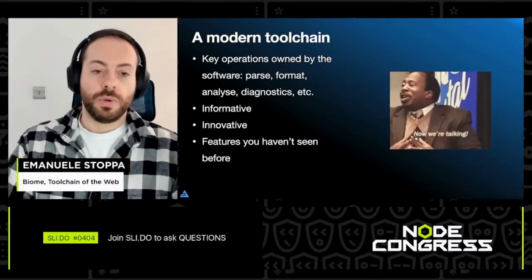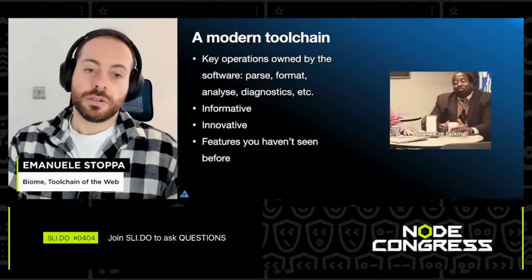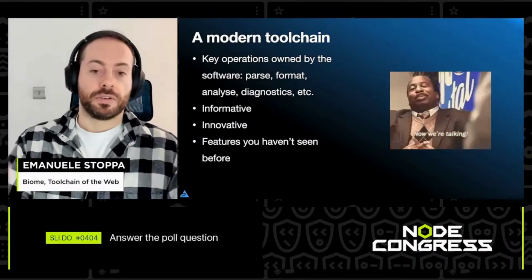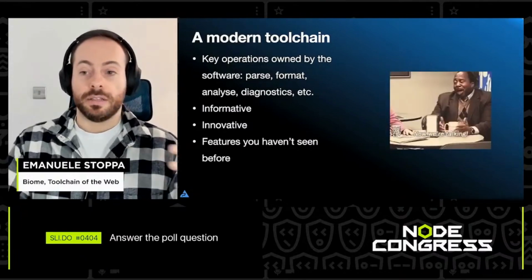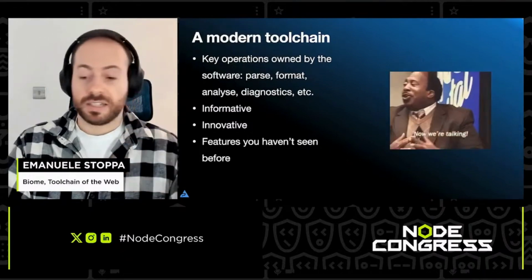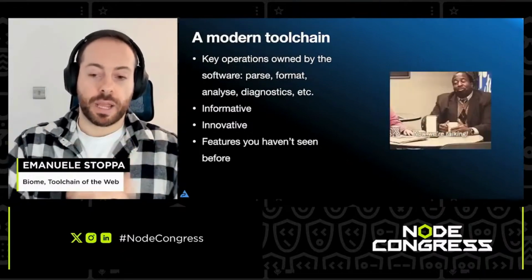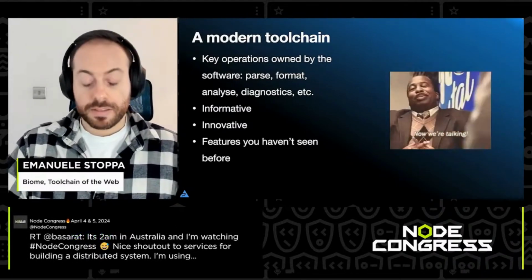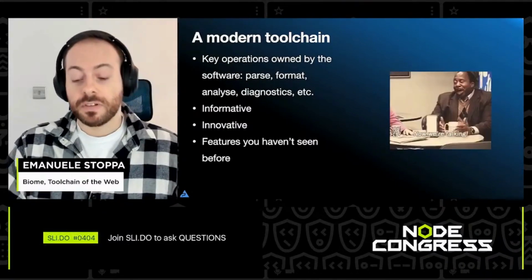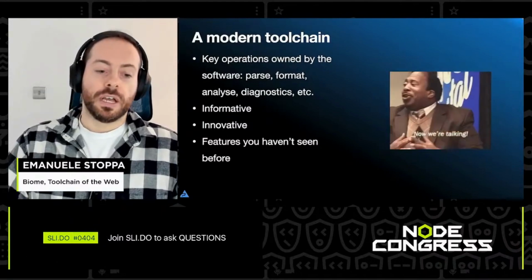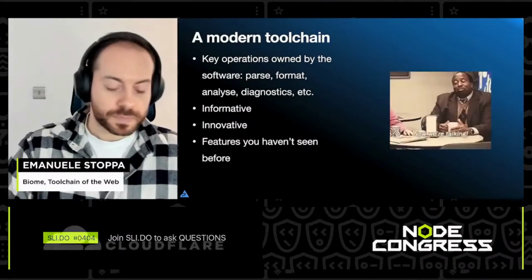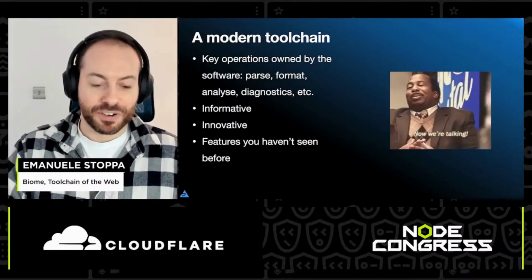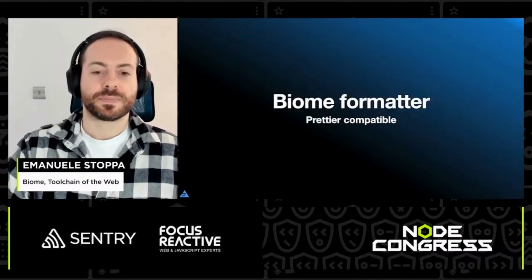As a modern toolchain, we want to actually own the key operations owned by the software. So parsing, diagnostics, formatting, the linter, and code suggestions, assists. So essentially the things that we actually care about around the toolchain. As a modern toolchain, we will also be informative, innovative, and want to offer features that you haven't seen before. So it's really interesting. Let's see further what Biome can offer.